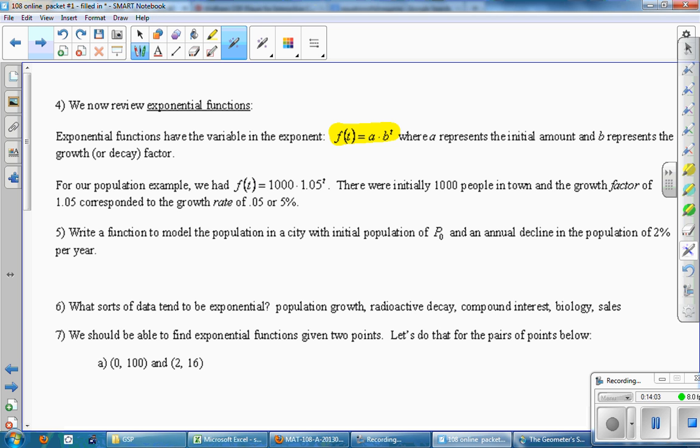It says write a function to model the population in a city with initial population of p sub 0, just calling it that, it's a constant, and an annual decline in population of 2% per year. So it's going to look something like this. It's going to have a p0 in it, and somehow that 2% decline is going to be important. So pause the video, see if you can fill in the blank with the formula. Okay, let's see how we did.